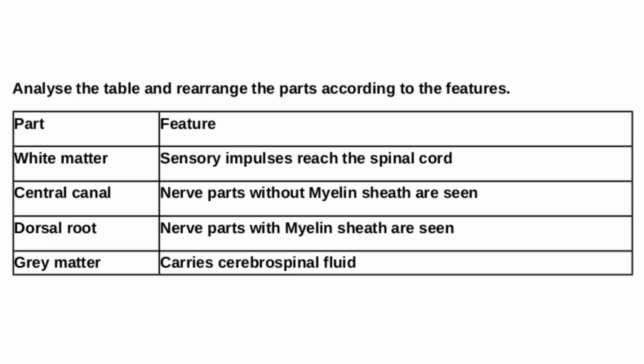Here the table consists of two parts, part and features. Here the parts are white matter, central canal, dorsal root, grey matter. And the features: sensory impulse reaches the spinal cord, nerve parts without myelin sheath are seen, nerve parts with myelin sheath are seen, carry cerebrospinal fluid. Now we can rearrange the table.